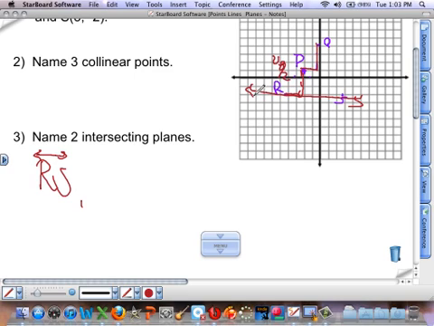Yeah. Right? Because if I draw QS, we intersect at S. Okay. And what would you call S? Point of concurrency, okay, so to be concurrent needs to be at the same place. Okay, any questions on those three questions?